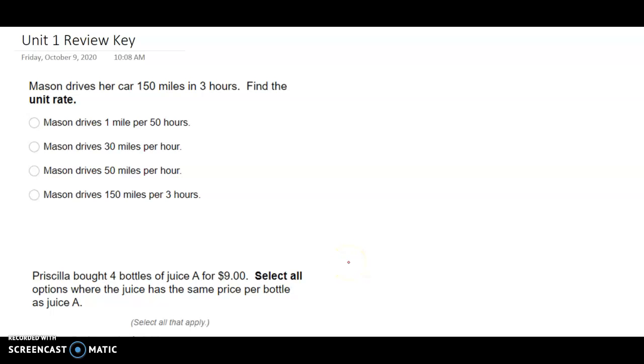All right, this is a recording on the first part of the Unit 1 review for sets, functions, and probability. The first section that we're going to talk about is proportionality and unit rate.